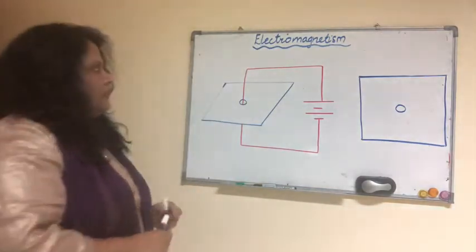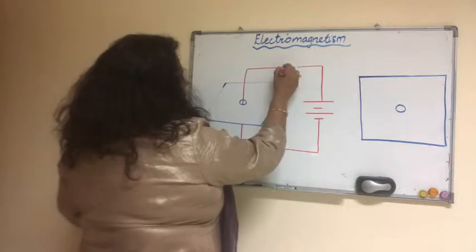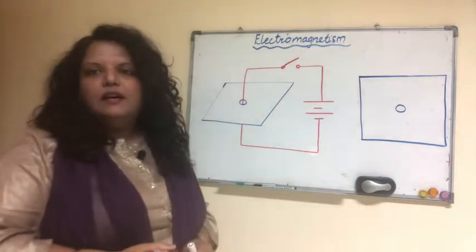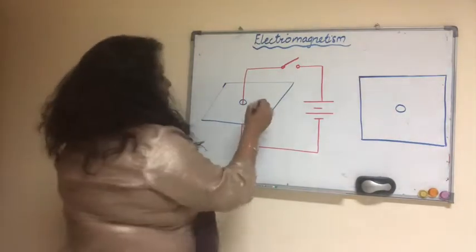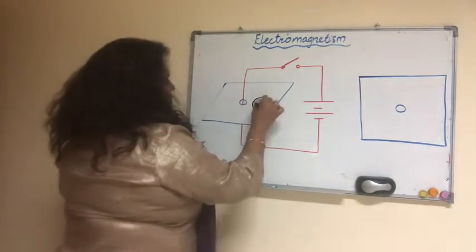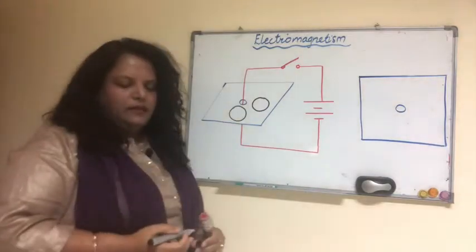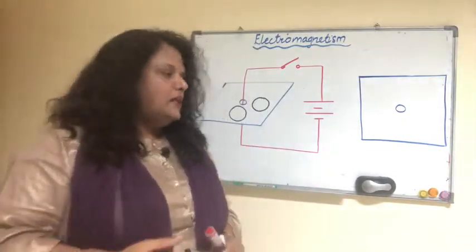All right. Now here what I'm going to do is introduce one key or a switch. That symbol stands for a switch, and I'm also going to place two compass needles. Right. What are compass needles? They are used to indicate the direction of a magnetic field.